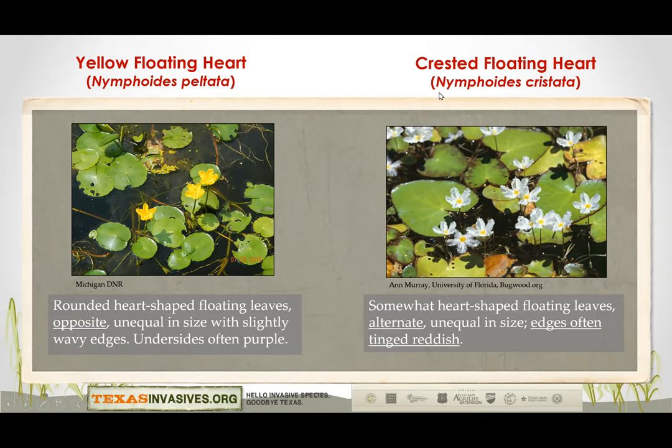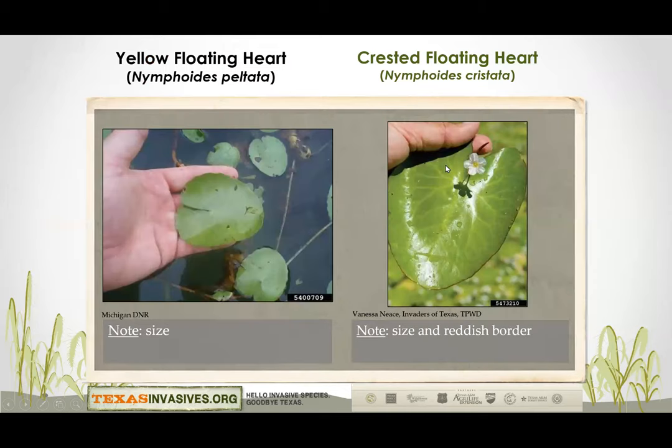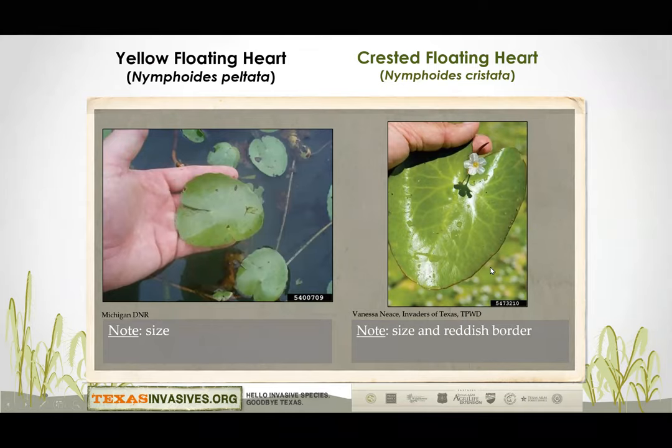On the right here, we have the crested floating heart, Nymphoides cristata, and those leaves are more heart-shaped. They are alternate, so not directly across, and the edges often have a reddish tinge to them. So you can see here, sometimes it's a faint line. Sometimes that tint is starting to take over the leaf. The yellow floating heart leaf size is smaller than the crested floating heart. And remember, it ends up looking more like a smushed heart, like a roll of dough almost. It tried to be a heart, but then it got smushed. While the crested floating heart's leaf shape is a little bit more cordate, and it has that reddish border to it.